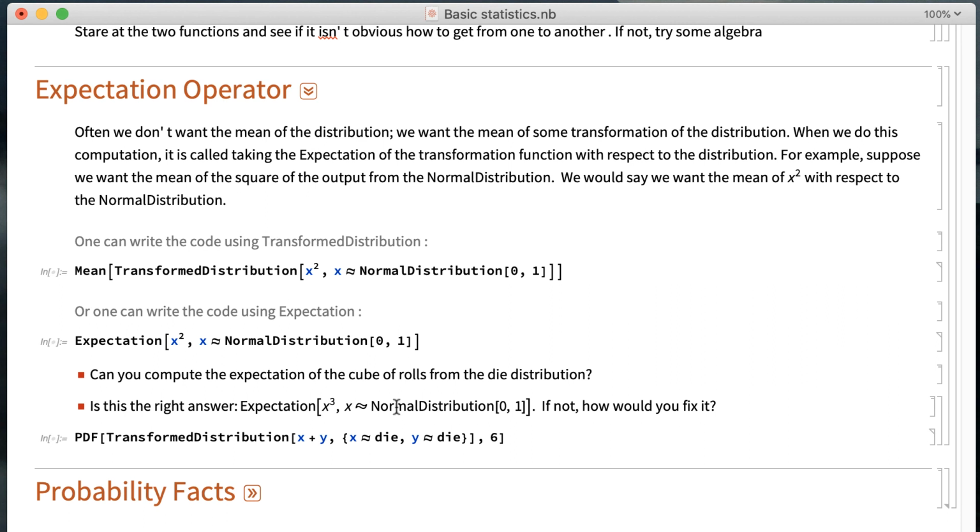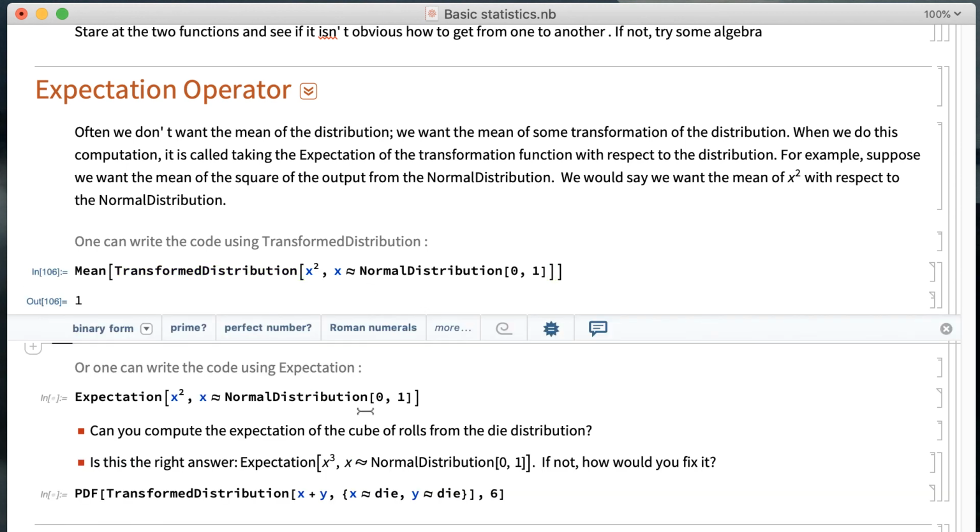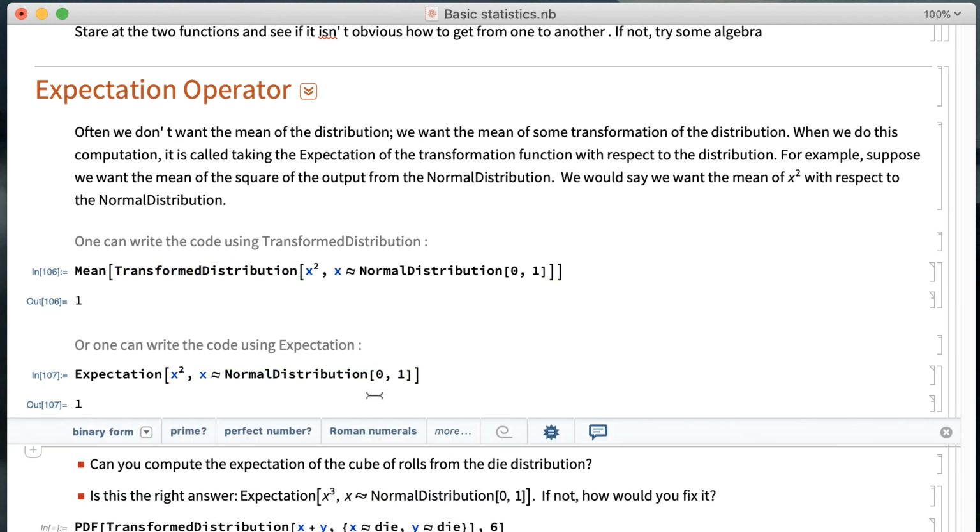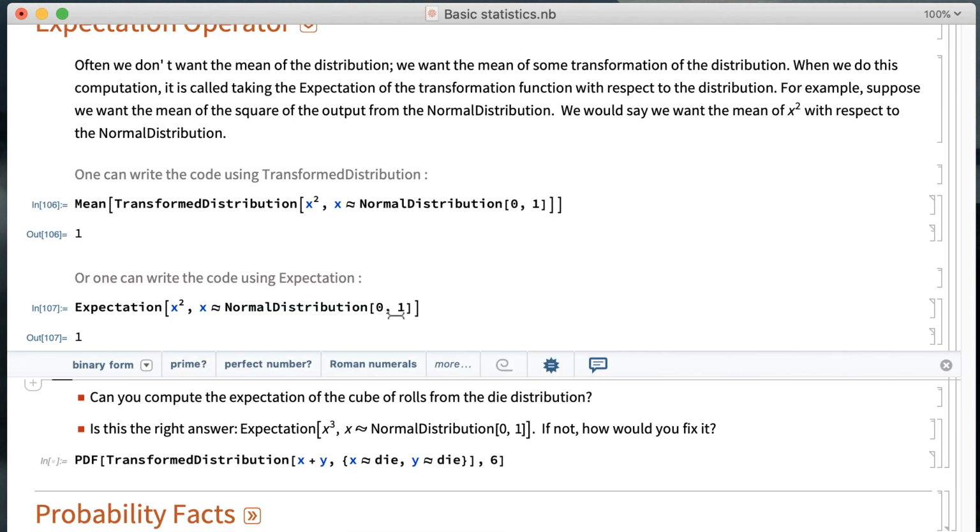So supposing I want to know what is the mean of a draw from the normal distribution transformed by squaring it. So I could say, what is the expectation of x squared where x is subject to the normal distribution on 0, 1. And if I do this, I get 1. And if I do this, you get 1. It's exactly the same thing.